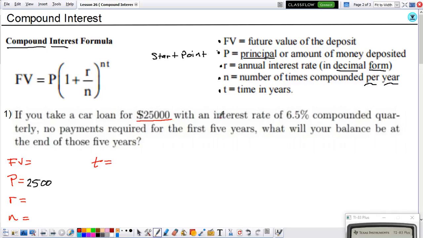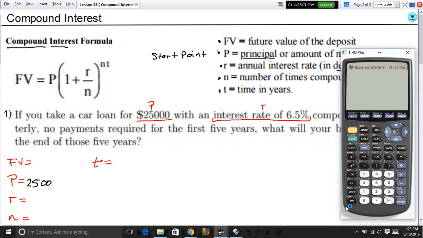Okay, let's keep reading. With an interest rate, so here it is, interest rate of 6.5%. Again, this is my P. Here, interest rate. Now this is my R, because R is the annual interest rate. But remember that we need to put it in decimal form. So we need to convert 6.5% into decimal. There are two strategies here. Either you can move the decimal places, or you can just get your calculator and divide the percentage by 100.